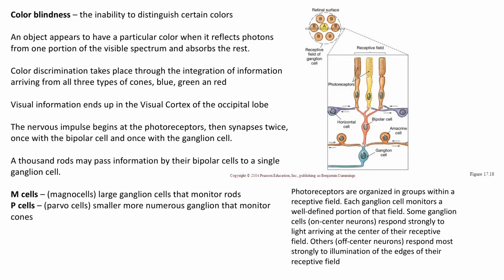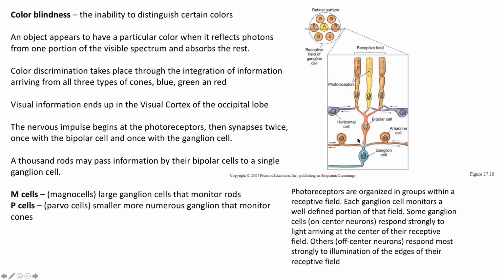Visual information ends up in the visual cortex with the occipital lobe. We'll look at that in a second. And then the nervous impulse begins at the photoreceptor, and then synapses twice, once at the bipolar cell and the ganglion cell. That's what we have here. We have the photoreceptors, synapses with the bipolar cell, and synapses with the ganglion cell. And this takes it to the optic tract.